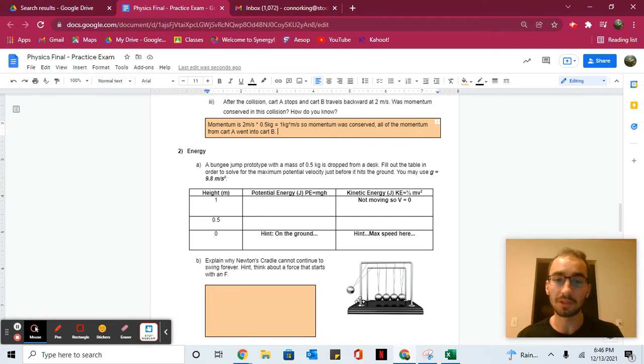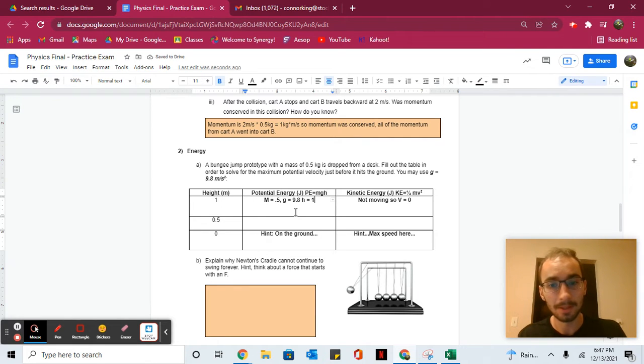A bungee jump prototype with a mass of 0.5 kilograms is dropped from a desk. Fill out the table in order to solve for the maximum velocity just before it hits the ground. We may use g equals 9.8 meters per second squared. Okay, so you start out with 1 meter up. And remember, the equation for potential energy is mass times gravity times height. So the mass is 0.5, gravity equals 9.8, and the height is 1.